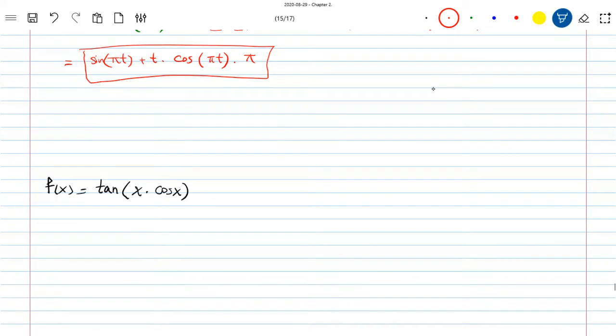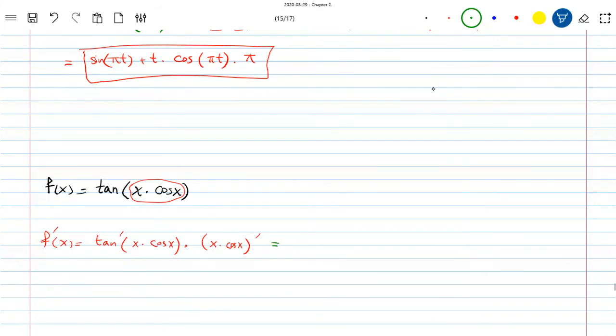Okay, how about this one? Tangent of x times cosine x. You cannot start from x times cosine x. Where you need to start is from the outside. I'm not going to take the derivative of tangent. I'm going to assume that this is an inside function to an outside function tangent. So I will apply the chain rule and say f prime x would be the derivative of the outside affecting the inside, x times cosine x, multiplied by the derivative of the inside, x times cosine x. Derivative, chain rule.